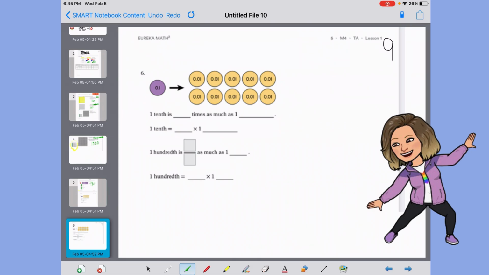Here we have 1/10. We know that it takes 10 hundreds. It would take 10 pennies to equal 1 dime. So 1/10 is 10 times as large as 1/100th. 1/10 we could say is 10 copies of 1/100th.